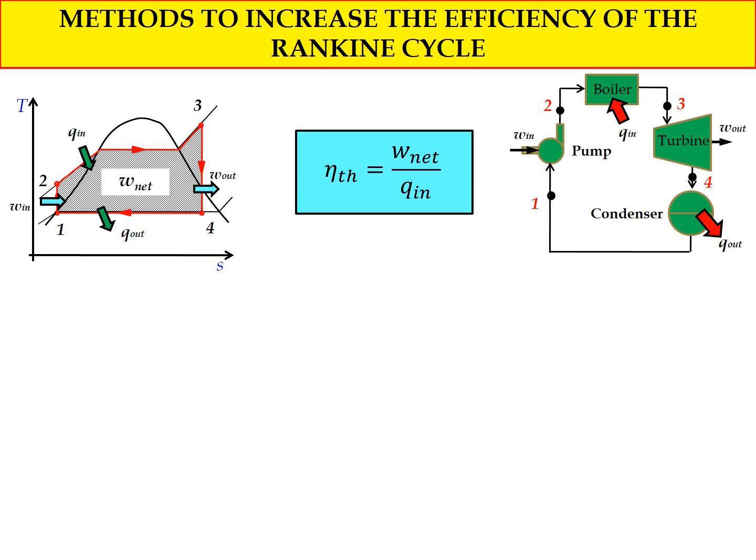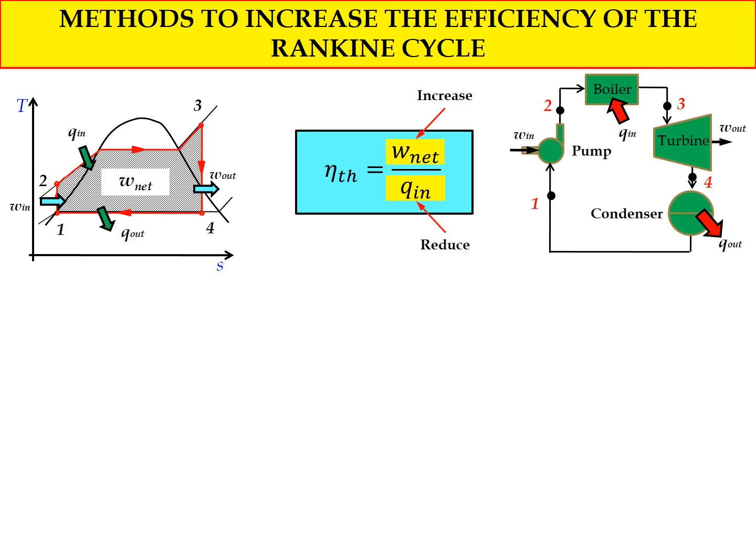If you refer to the T-S diagram, the area enclosed by the Rankine cycle represents the value of W net, where W net equals W out minus W in. So if we can increase W net, we can increase the thermal efficiency of the Rankine cycle. Which means, if we refer to the T-S diagram, if we can increase the area enclosed by the Rankine cycle, we can increase the value of W net, and then we can increase thermal efficiency.